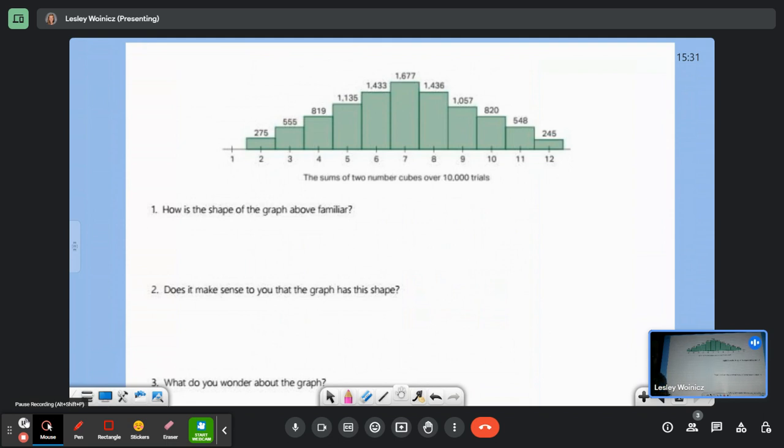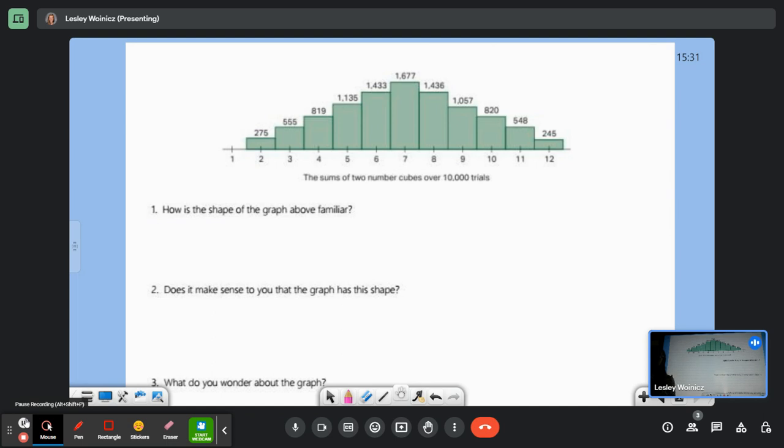Okay, does it make sense to you that the graph has this shape? Okay, explain why. Like, how many ways are there to get a 12? Not many. Okay, how many ways are there to get a 2? Okay, how many ways can we get a 7? Okay, so like a 1 and a 2 and a 3 and a.